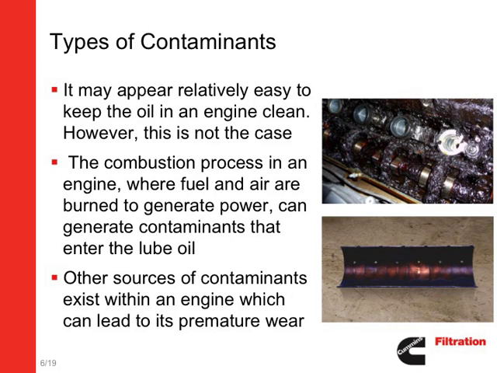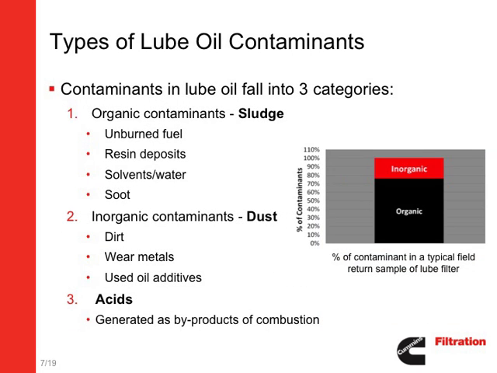Inside the engine, the combustion process, where fuel and air are burned to generate power, can generate contaminants that enter the lube oil. Other sources of contaminants also exist within an engine that can all lead to premature wear and possible component failure. Contaminants in lube oil fall into three categories. The first category is the organic components, otherwise known as sludge. Sludge can be composed of unburned fuel, rosin deposits, solvents, water, or soot.